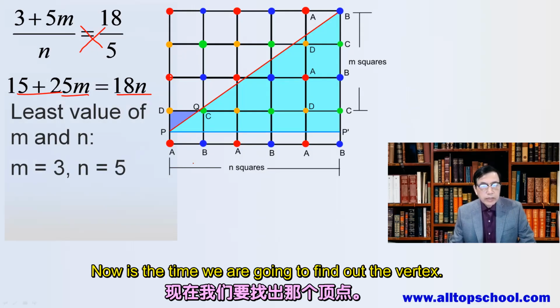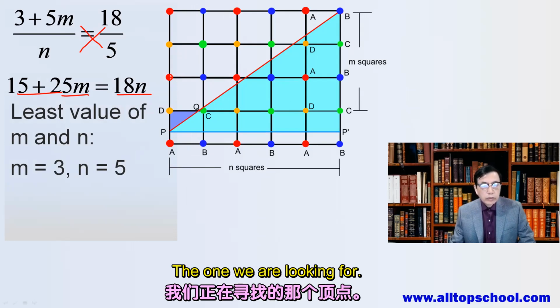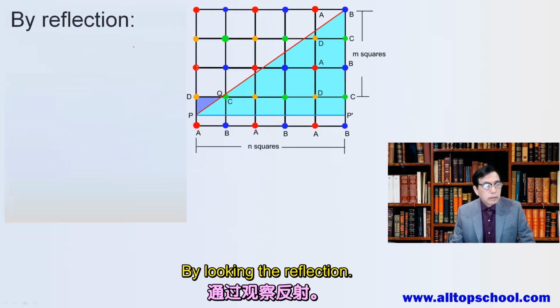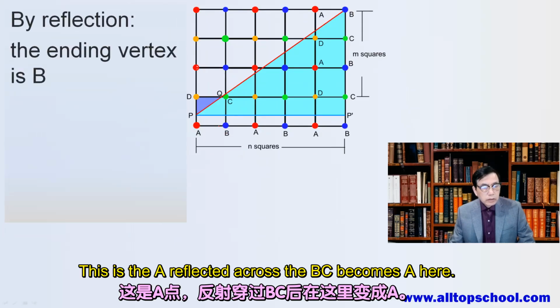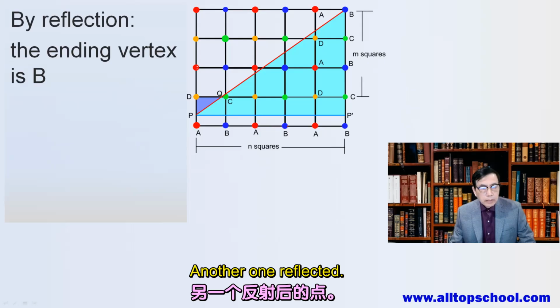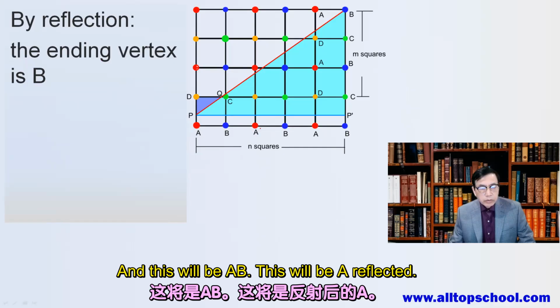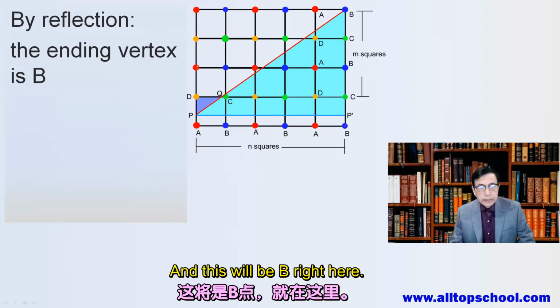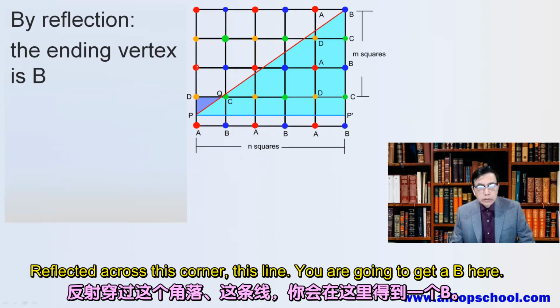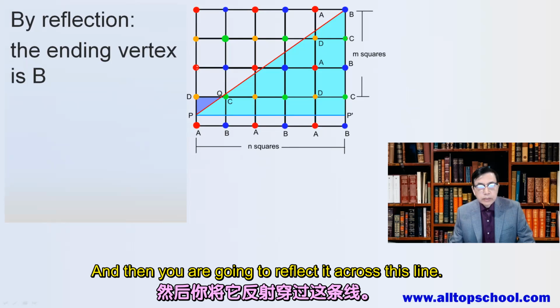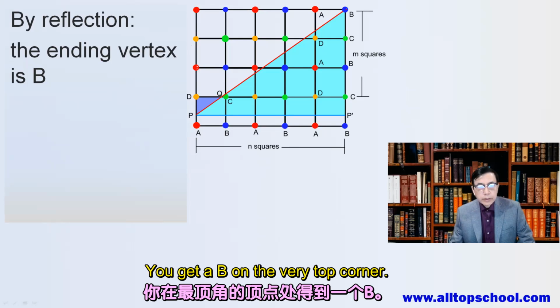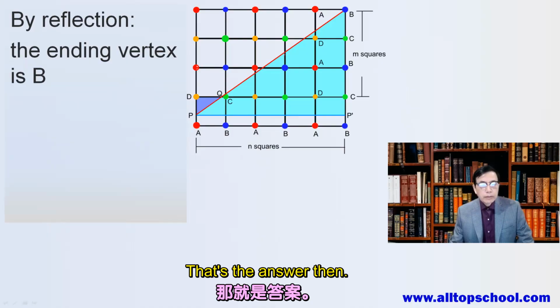Now it's time to find the vertex we're looking for. By looking at the reflections, A reflected across BC becomes A here. Another reflection, and then this will be A reflected, and this will be B right here. Reflected across this line, you get a B here, and then you reflect it across this line and get a B on the very top corner. That's the answer, B.